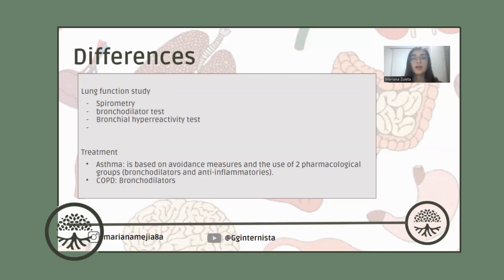are negative. Now, in the treatment of asthma, the current treatment is based on both general and specific prevention measures and the use of two groups of medication: bronchodilators, short-acting as a rescue and long-acting as a background treatment, and anti-inflammatories like corticosteroids and anti-leukotrienes.